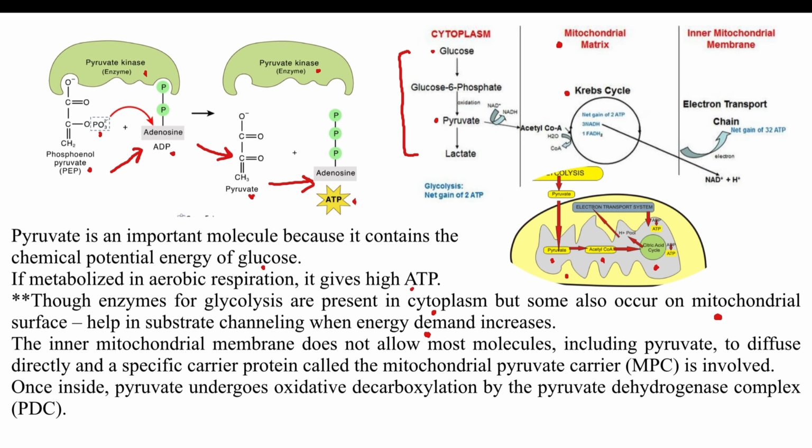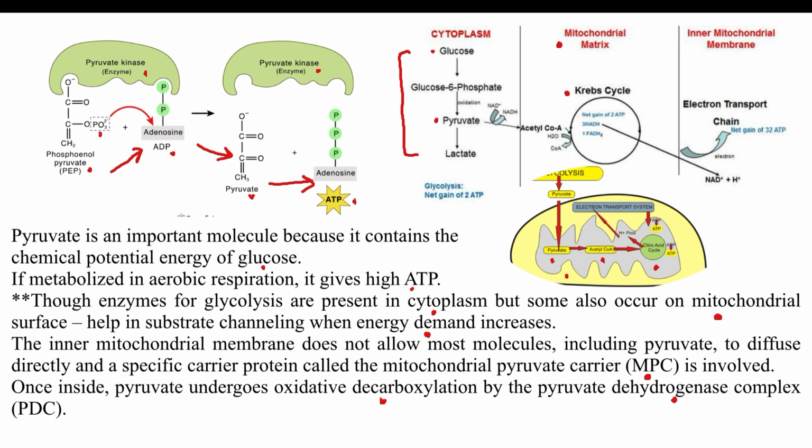So if you go with the concept that glycolysis occurs only in the cytoplasm, it is a little wrong, because it also occurs on the surface of mitochondria, and a few steps of glycolysis, if you can recall, occur in the plastid also. So this is one thing you must remember.